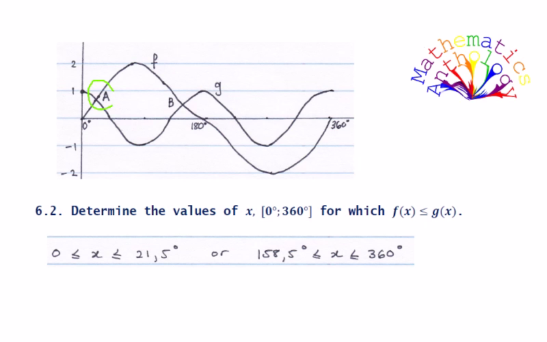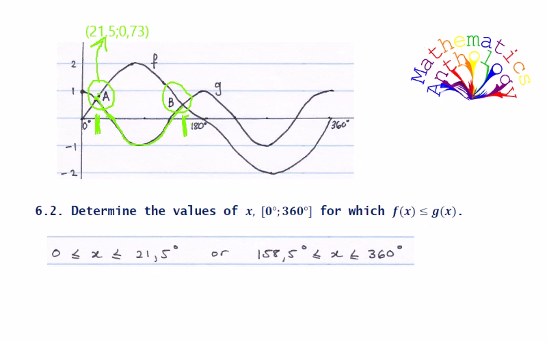Okay, 6.2: determine the values of x in [0; 360 degrees] for which f of x is less than or equal to g of x. In this case, this inequality means where f of x is below g of x, so where the f graph is below the g graph. So we're going to look for sections of the graph where the f graph is below the g graph.